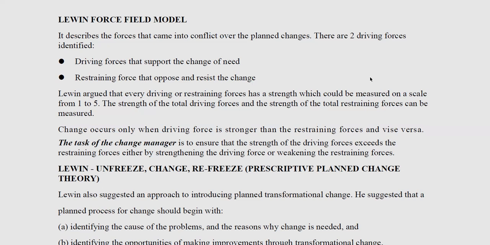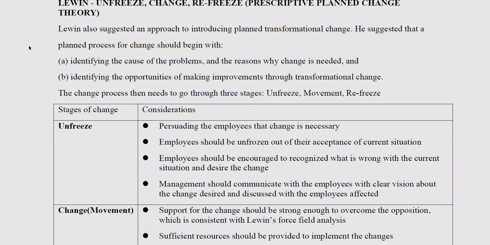Now we need a change manager, and the task of the change manager in the Lewin force field model is to ensure that the strength of the driving forces exceeds the restraining forces by either strengthening the driving force or weakening the restraining force. So the employees who are resisting, can we find a way to compromise? Can we find a way to train and educate them? These are ways to try to bring down the restraining forces and strengthen the driving force. So this is the first model, Lewin's force field model, right? It's like a magnet. Opposites attract, and like poles repel. Okay.